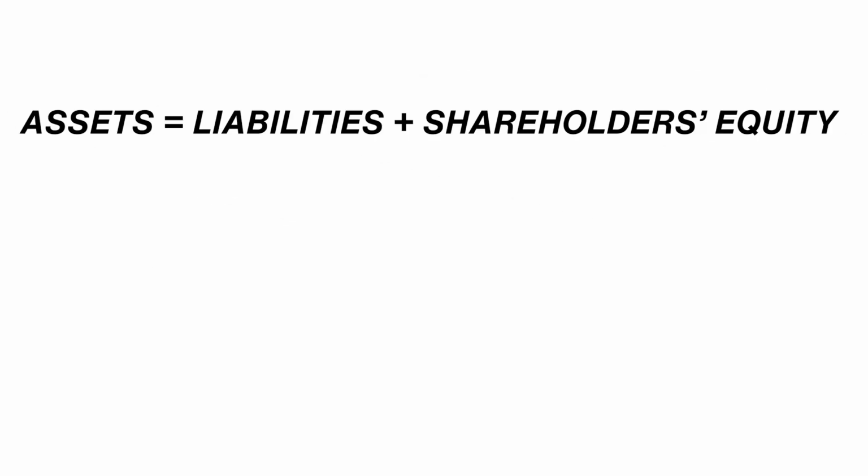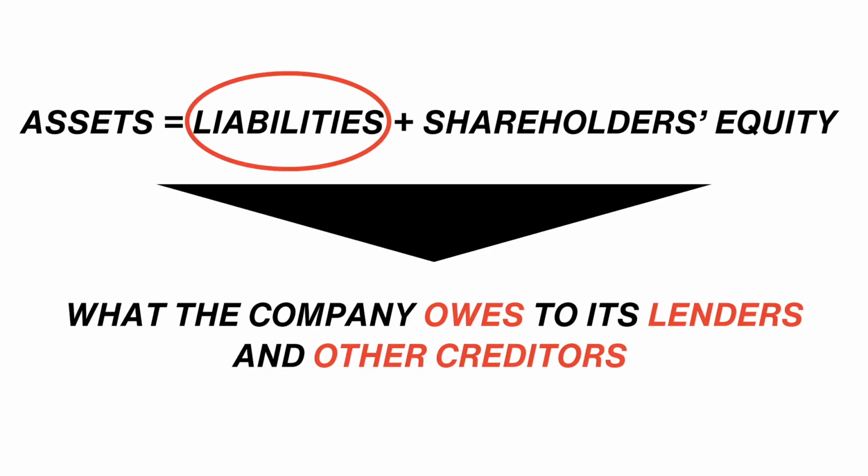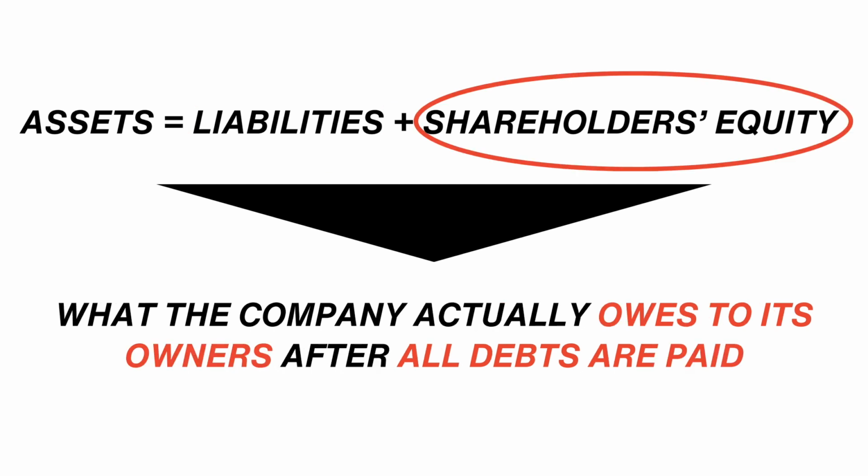Its basic structure is as follows. Assets will always equal liabilities plus shareholders' equity. Assets is what the company owns. Liabilities is what the company owes to its lenders and other creditors. Shareholders' equity is what the company actually owes to its owners after all debts are paid. Conceptually, a balance sheet is a net worth statement for a business.